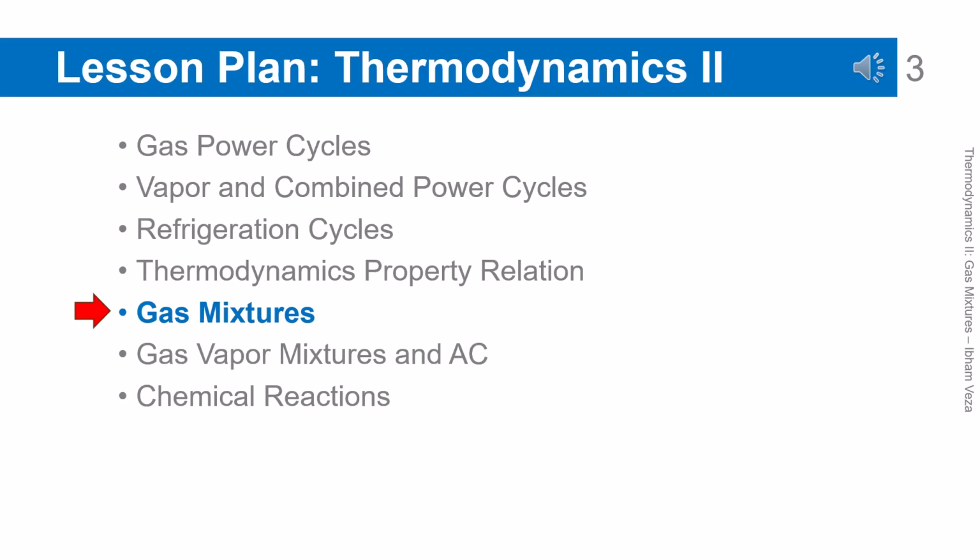The gas mixtures topic is positioned after power cycles, refrigeration cycles, and thermodynamic property relations. This sequence indicates that students already have a foundation in energy, work, and pure substance properties. With that foundation, the analysis is extended to systems containing more than one component. This reflects real conditions in energy and process industries. The chapter serves as a bridge toward gas-vapor mixtures and chemical reactions.